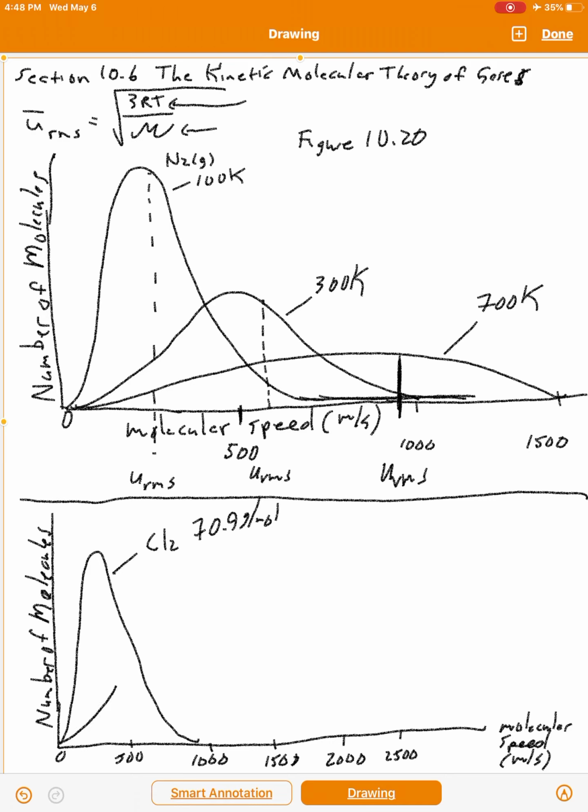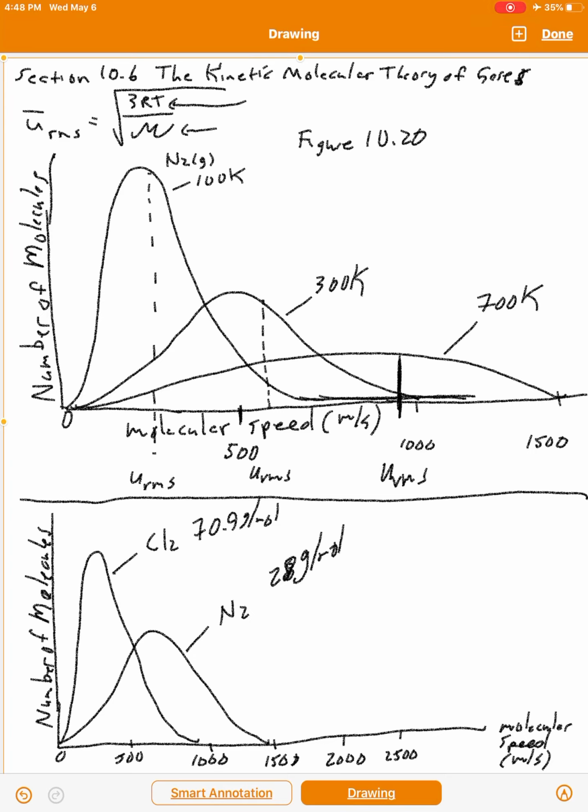Suppose we do nitrogen. Nitrogen doesn't weigh as much as chlorine. It's 28 grams per mole. Now how did I know that? I hope you still remember. You look in the periodic table, right? Cl2 and N2, you look them up. Okay, so notice the nitrogen is lighter. The distribution is moved to the right, so they're moving faster on average.